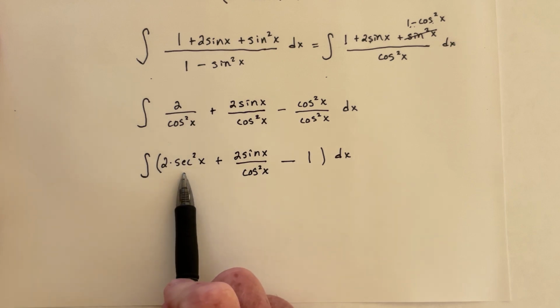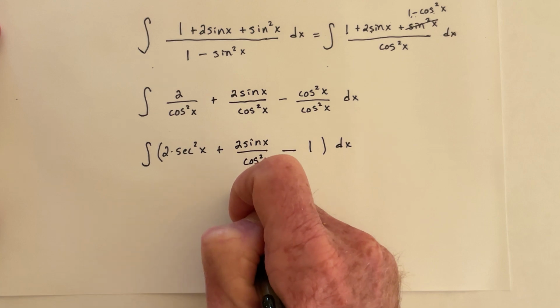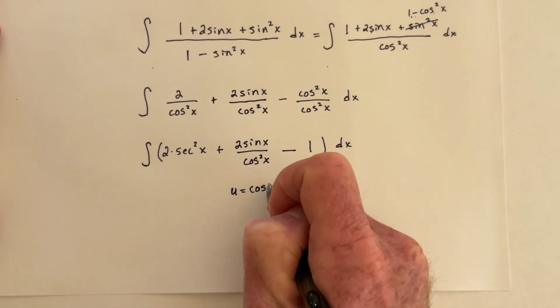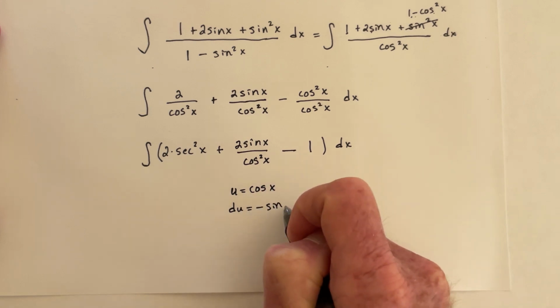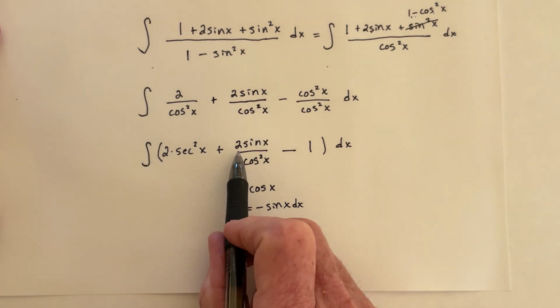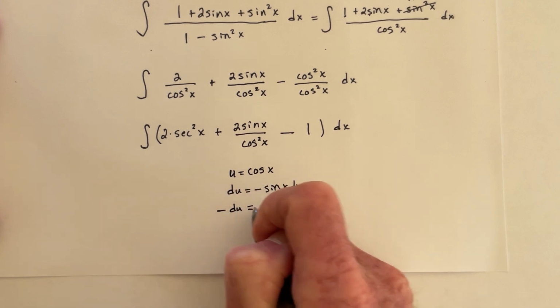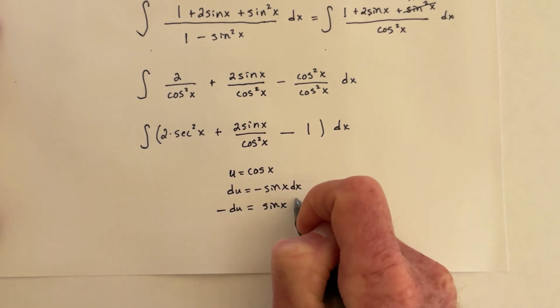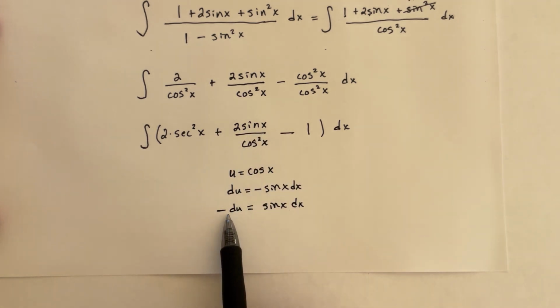This one's easy because the derivative of tangent is secant squared, so that means the antiderivative of secant squared is just tangent. And then this one, just use u substitution. So for this one, let u equal the cosine of x. The derivative of that is negative sine x. And then I just need to get rid of the negative because this one doesn't have a negative. So negative du is equal to sine of x dx. So this sine of x is going to get replaced with the negative du.